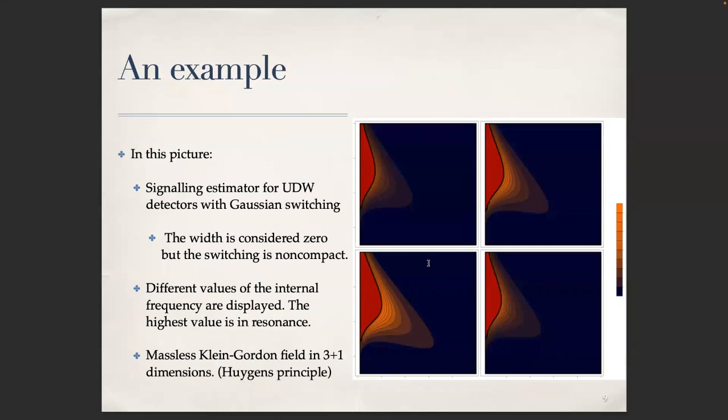Just to finish, let me give you an example. We've been talking about what happens when you have a detector that is extended in space. This plot is not showing that. What it's showing is a pair of point-like detectors. This is space, this is time, and each plot refers to a different value of the frequencies of each of the detectors, of these internal parameters.